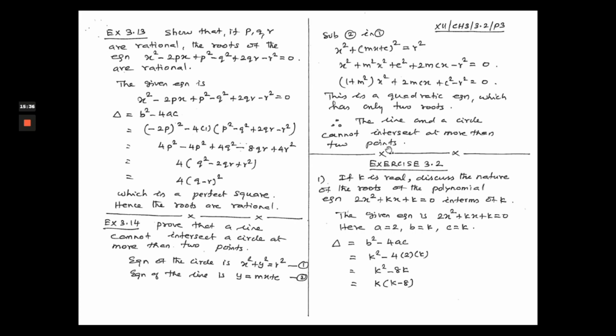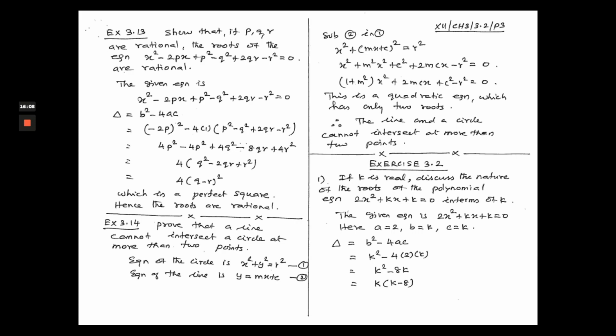Now if there are two roots, you will get only two points. So the line intersects the circle at only 2 points. Since this is a quadratic equation, it has only two roots. If an equation has two roots, this line and circle cannot intersect at more than 2 points. It will intersect at only 2 points. Okay. Now exercise 3.2.